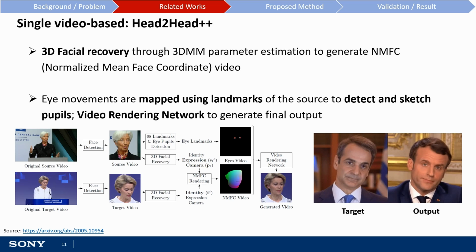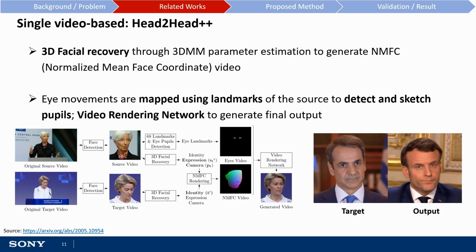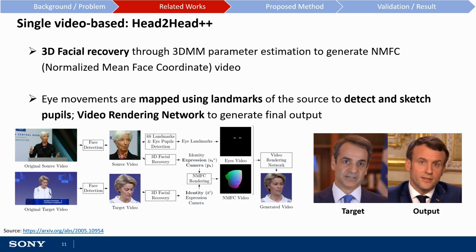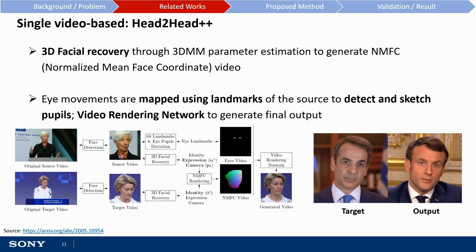Head2Head++ is a single video-based method which performs 3D facial recovery of both source and target faces through 3D parameter estimation, specifically expression, camera, and identity parameters. These are then passed to an NMFC renderer, which produces the NMFC video. At the same time, the eye movements are mapped using landmarks of the source to detect and sketch the pupil region. Finally, a video rendering network is used to compute the generated video, or the reenactment result.